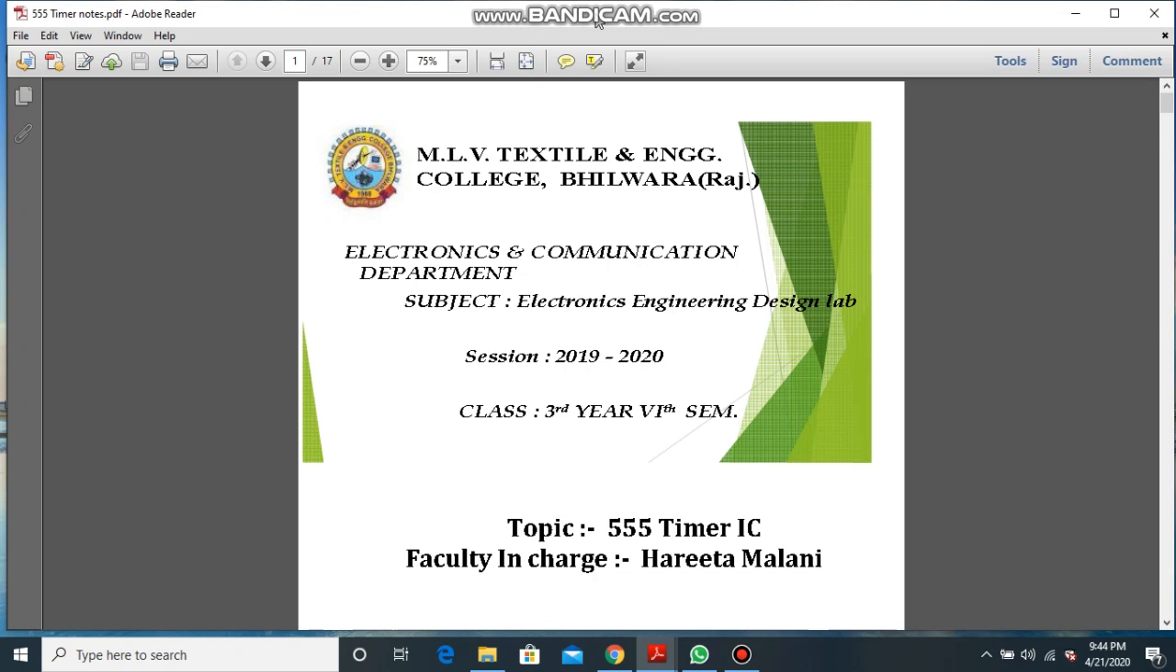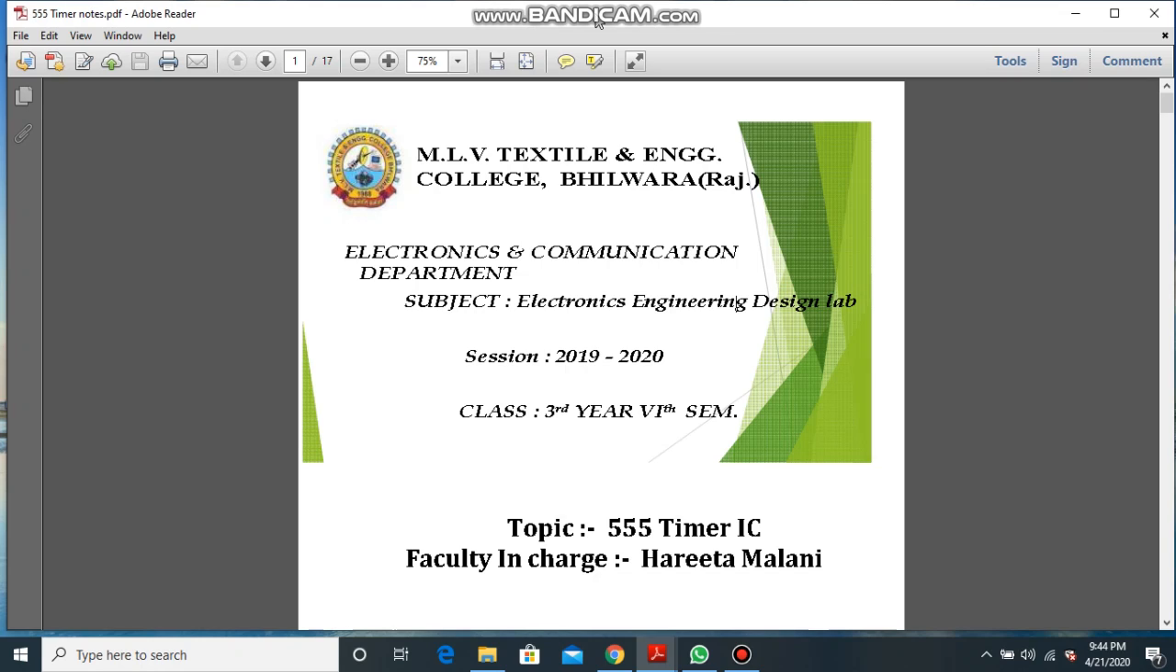I, Harita Malani, working as an assistant professor in the Electronics and Communication Department of MLB Textile and Engineering College, Bhilwara. Today I am going to discuss a very important topic, the 555 timer IC, which is a practically oriented topic, and there are many applications related to this IC. This IC is presently in the 6th semester of Electronics Engineering Design Lab.